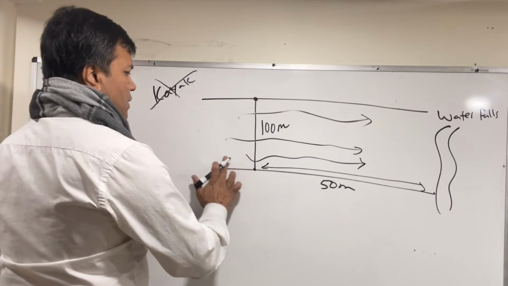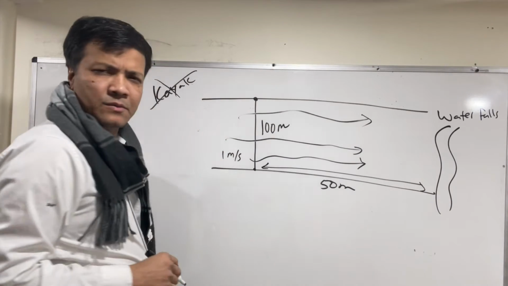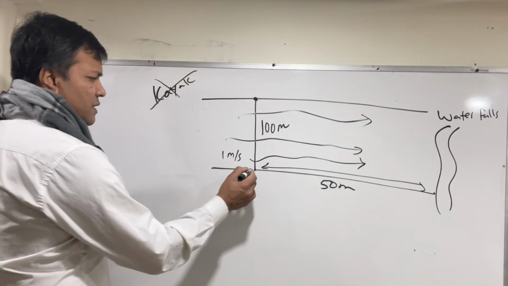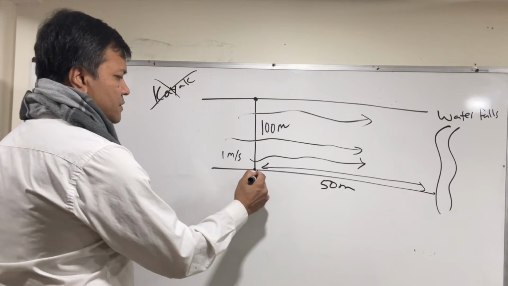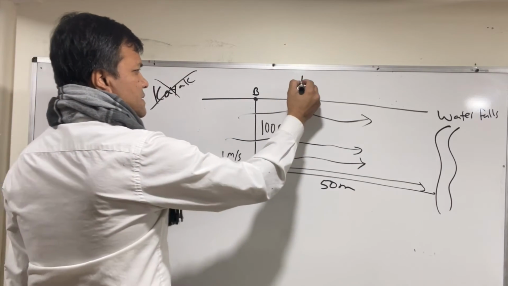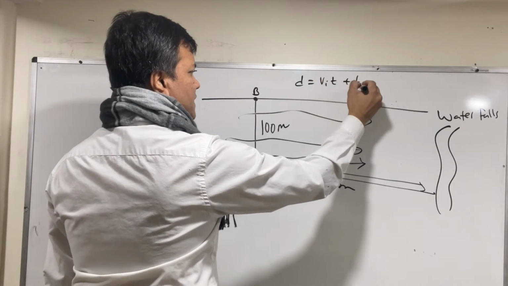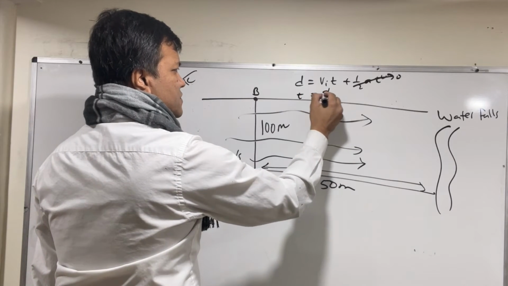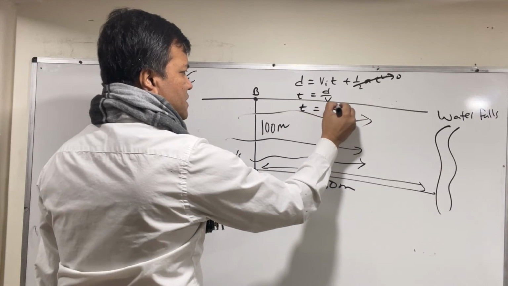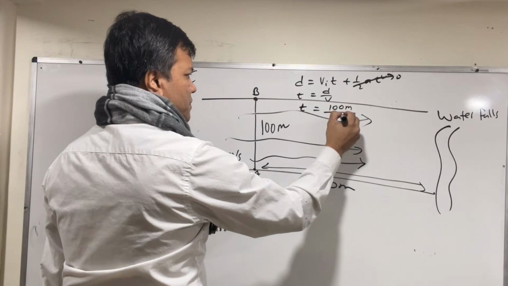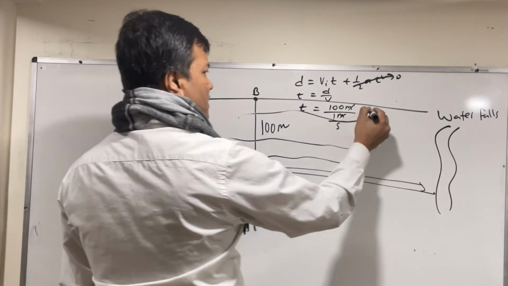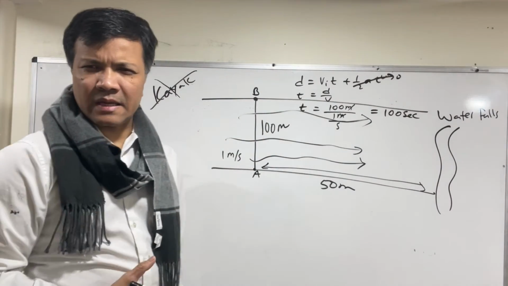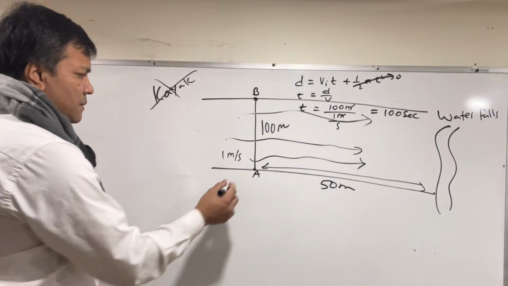Mr. Barry can swim 1 meter per second. So that's his velocity. I'm going to find the time for him to get from A to B. Distance is v·t plus half a·t squared, but there is no acceleration, so time is distance over velocity. T is 100 meters over 1 meter per second. Meters cancel, so the time is 100 seconds. It takes him 100 seconds to go from location A to B.